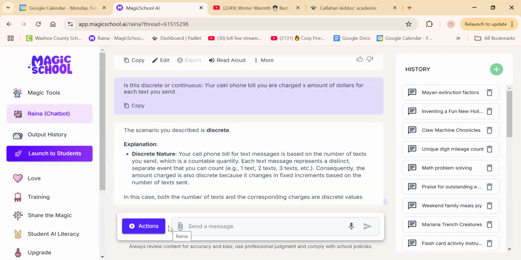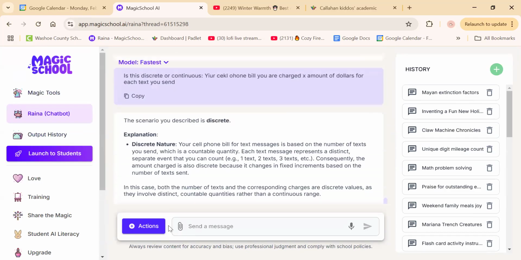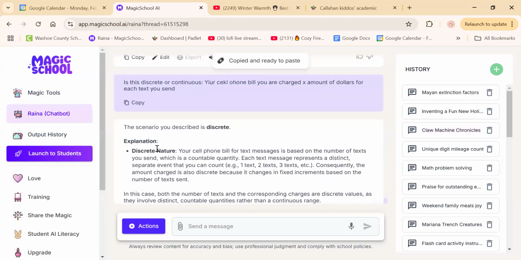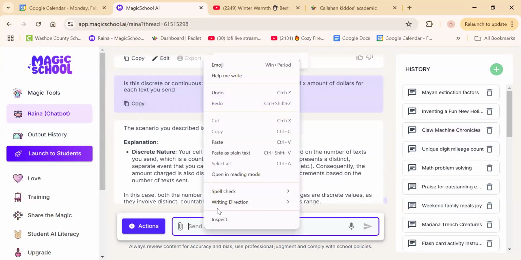It's discrete. Your cell phone bill for text is based on the number of texts you sent, which is a countable quantity. So if you send 10 texts, it's 10, right? Each text message represents a distinct separate event that you can count. 1 text, 2 texts, 3 texts. Consequently, the amount charged is also discrete because it changes in a fixed increment based on the number of texts sent, right? Okay, so that's discrete. Did you write discrete? Okay, so then the next one, what's the next scenario?